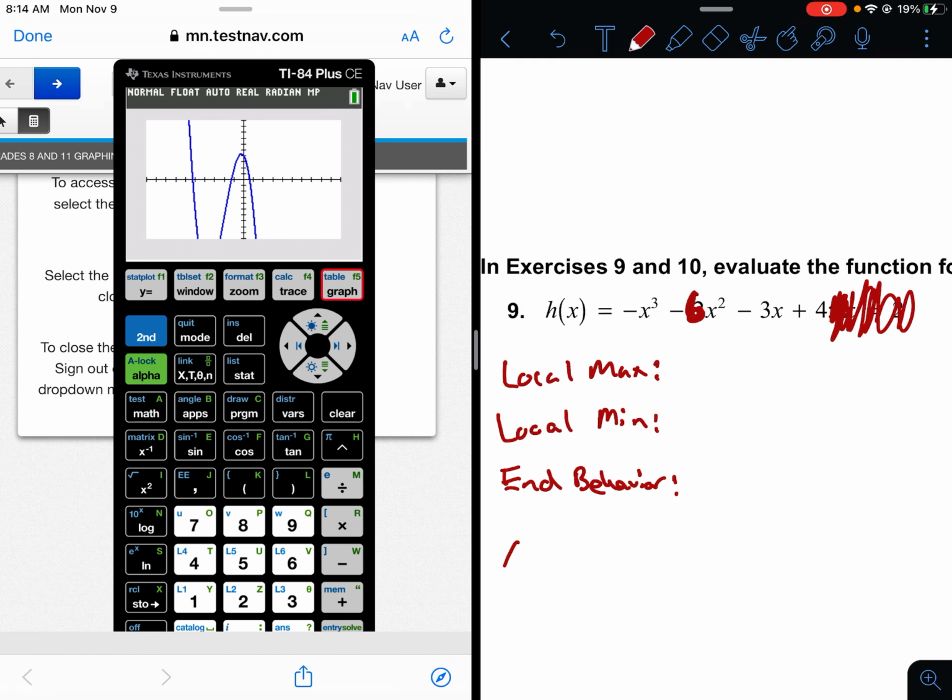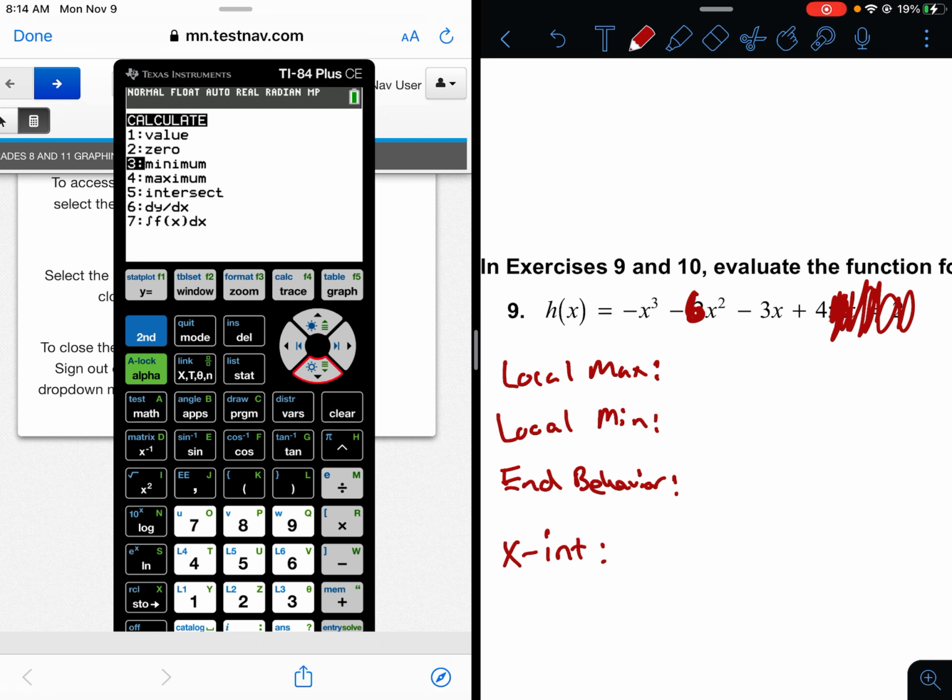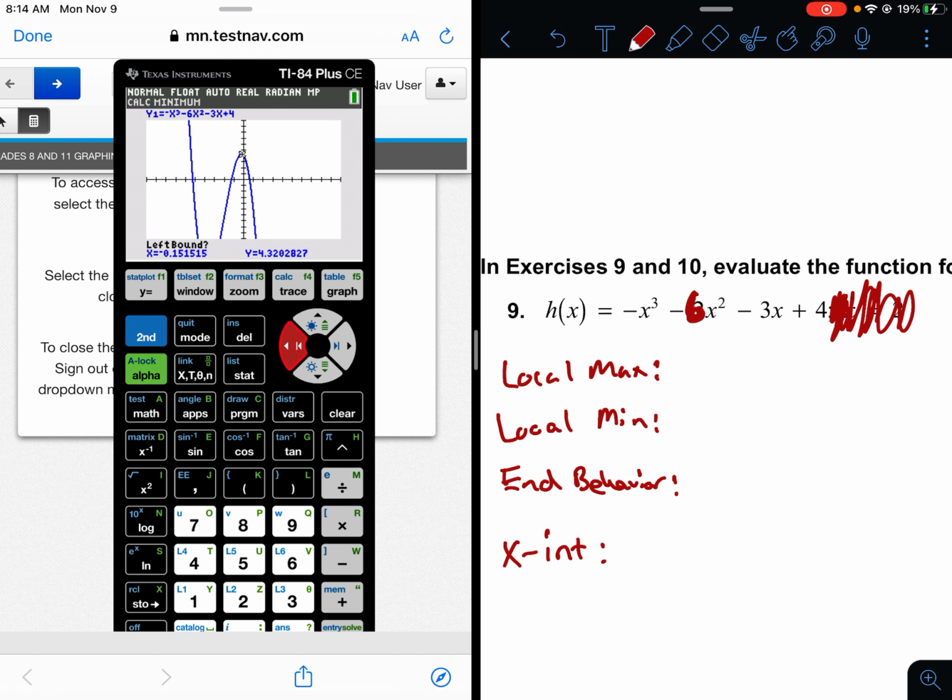We also need to find x-intercepts. So we're going to go ahead and do that. So local max and local min, second. Let's find the minimum first, since it's the one that's on the left. So I need to be on the left side. There it is. I know I can't see the bottom, but it doesn't really matter.